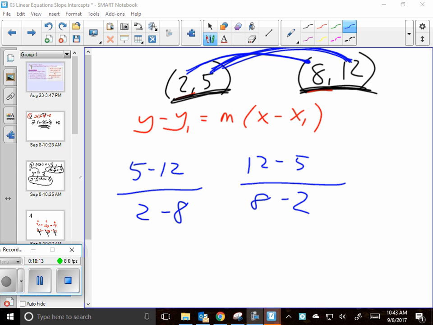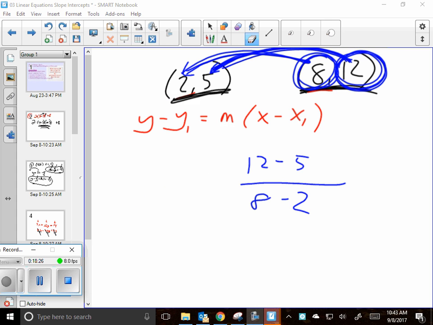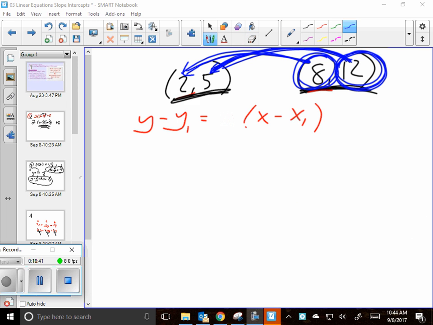Okay, so be careful. I always like to start with the very last one and then go backwards, and then jump back to this one and go backwards. All right, so 12 minus 5, 7. 8 minus 2, 6. 7/6 is the slope. That means my equation for the line that goes through these two uses a slope of 7/6. Where should I put that? M. M becomes 7/6.